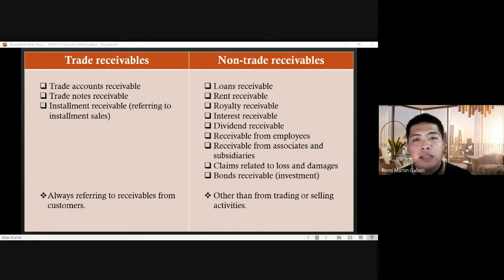Okay, correct. Non-trade. Take note that trade is referring to selling of goods or services. So on that point, even though you are referring to customers now, you will look at what the transaction was. Is it referring to the selling of goods or services? If yes, trade. If not, even though you're a customer, it refers to non-trade receivables. Okay?